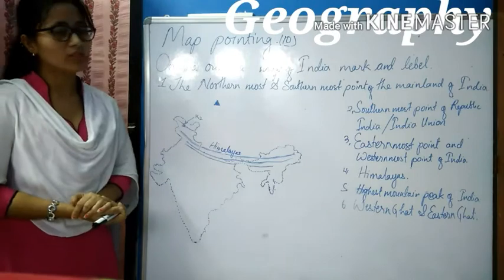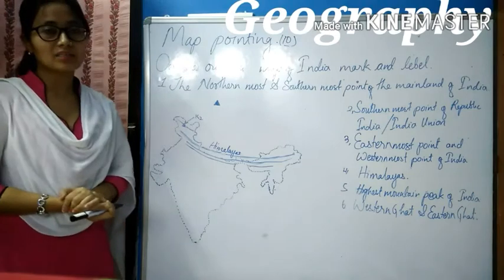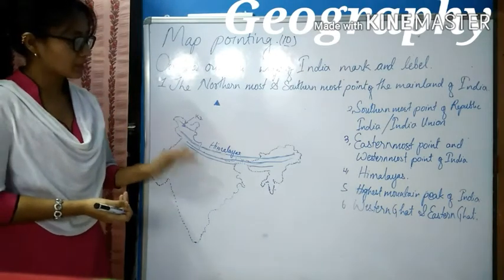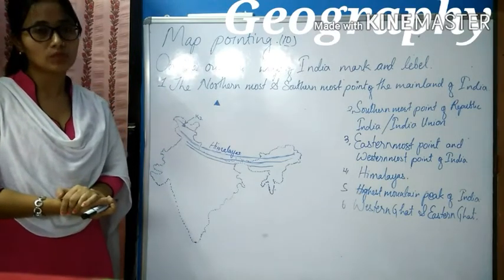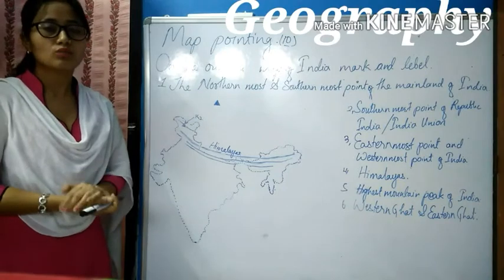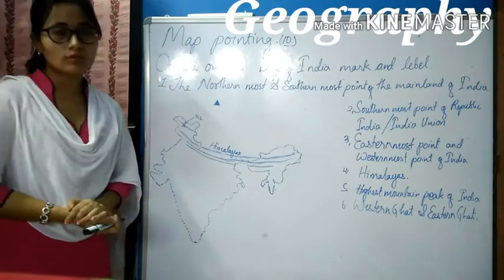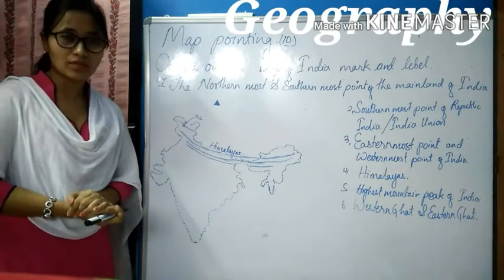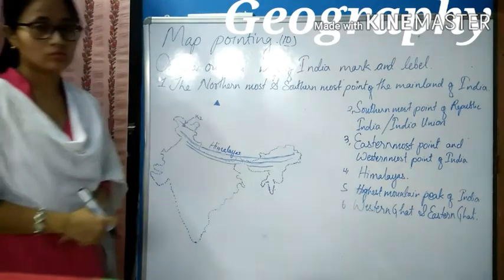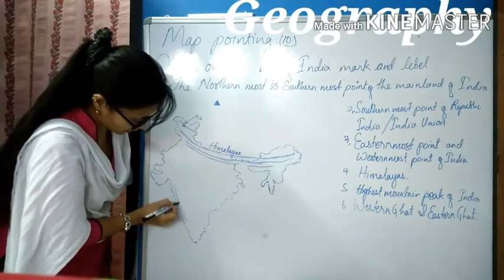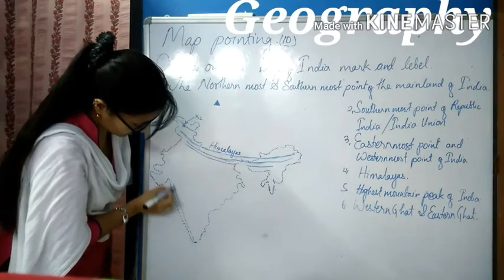On the outline map of India, mark and label the Western Ghat and the Eastern Ghat. So for marking Western Ghat and the Eastern Ghat, you can use the same marking that you have used for marking Himalayas or the mountain range. Because the Western Ghat and the Eastern Ghat are also elevated land. The Western Ghat lies at the western side of the Peninsula India and the Eastern Ghat lies at the eastern side of the Peninsula India. So this marks the Western Ghat of India.